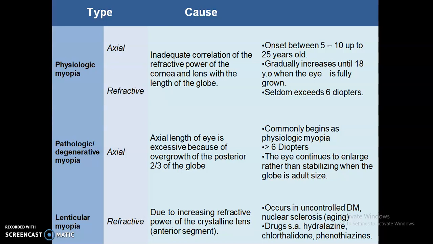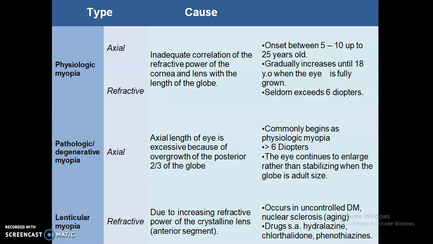And the pathological or degenerative myopia, that is axial. The axial length of the eye is excessive because of overgrowth of the posterior two-thirds of the globe. It commonly begins as a physiological myopia, the power is more than 6 diopters, and the eye continues to enlarge rather than stabilizing when the globe is adult size.